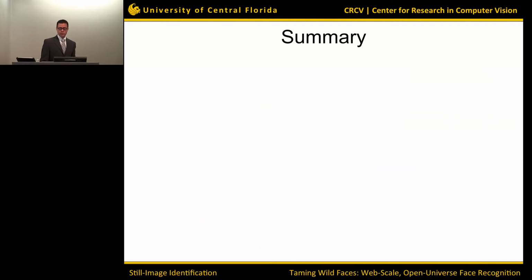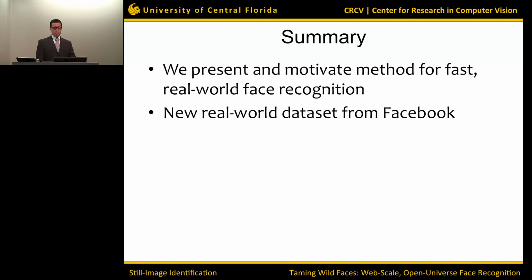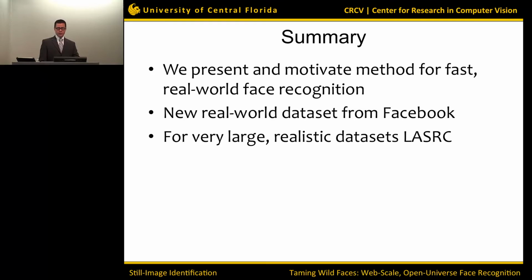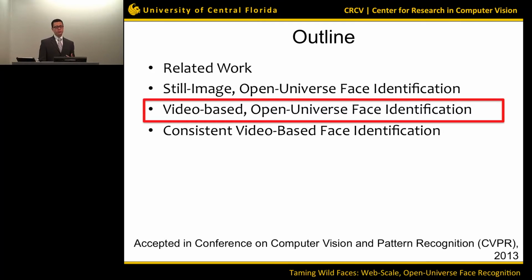So in summary, for still image identification, we present a motivated method for fast real-world face recognition. We present a new real-world data set from Facebook, as well as the PubFig plus LFW for evaluation of open universe metrics. For very large realistic data sets, LASRC is 4% better than SVMs at high precision, and is 40% faster than standard SRC. So next we look at how we can extend sparse representation-based classification to the video paradigm.